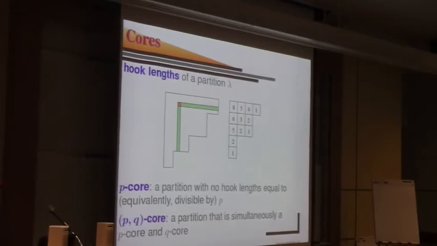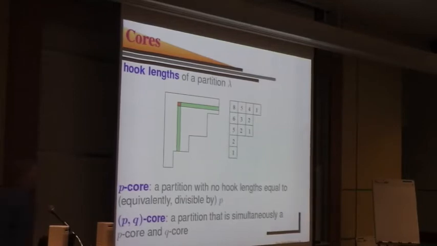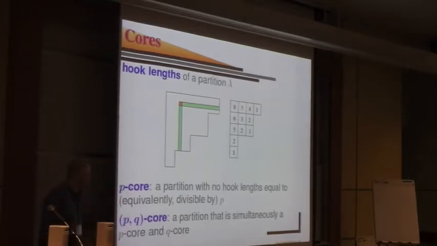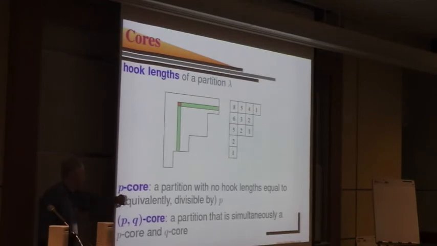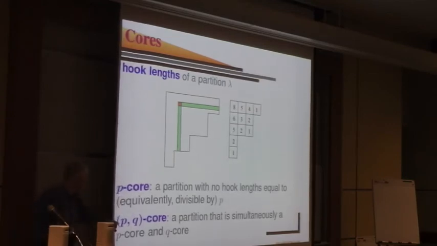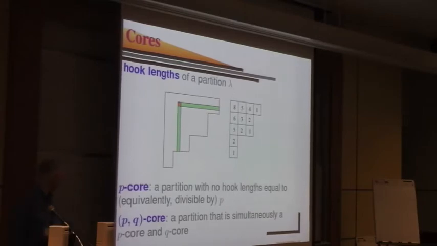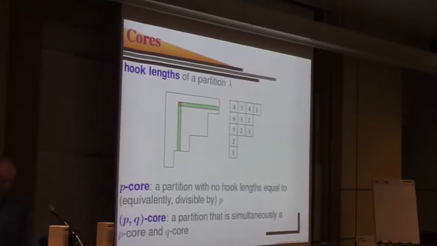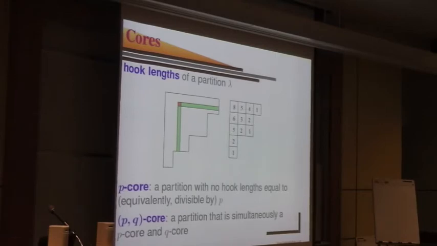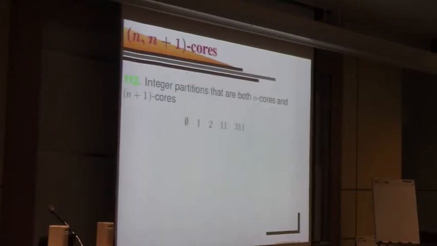P-cores come up, for instance, in the modular representation theory of the symmetric group. They are partitions with no hook length equal to p, or equivalently divisible by p. A (p,q)-core is a partition that is simultaneously a p-core and a q-core. It's kind of a strange concept, but there's a lot of interesting combinatorics with (p,q)-cores. And it turns out that the partitions that are both n-cores and (n+1)-cores, the number of them is the nth Catalan number. Here they are for n equals 3.